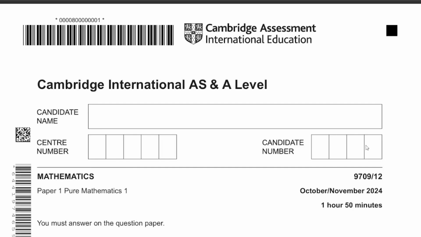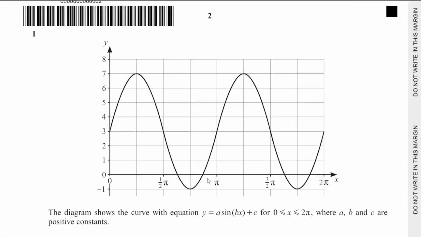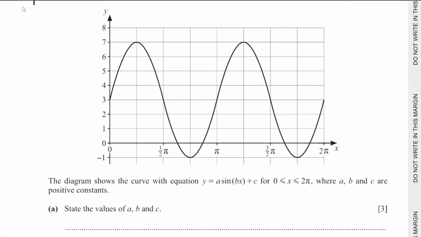Hello, so for this recording we're going to solve the October-November 2024 variant 2 for Pure 1, and let's get right into it. The first one: the diagram shows a curve with the equation y equals a sine bx plus c for 0 to 2 pi, where a, b and c are positive constants.